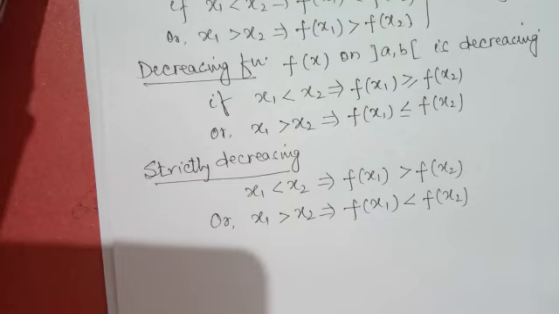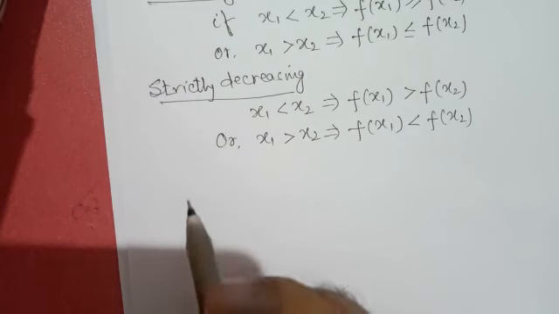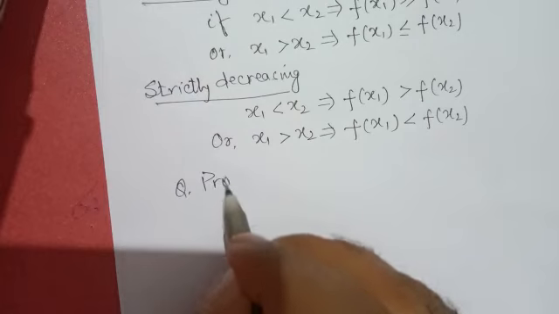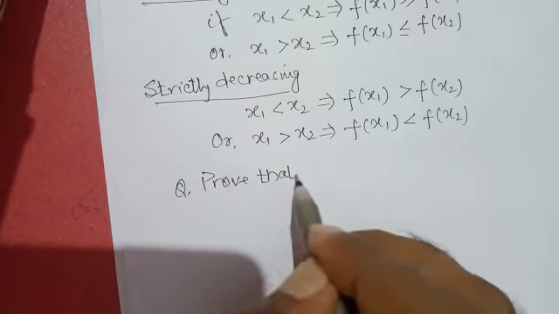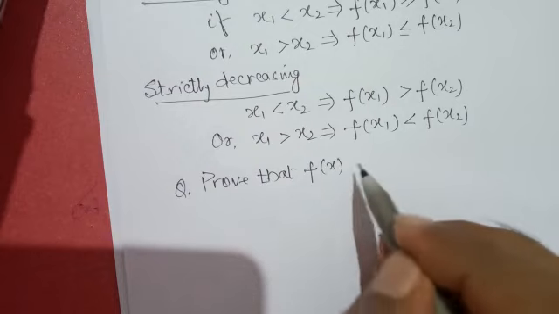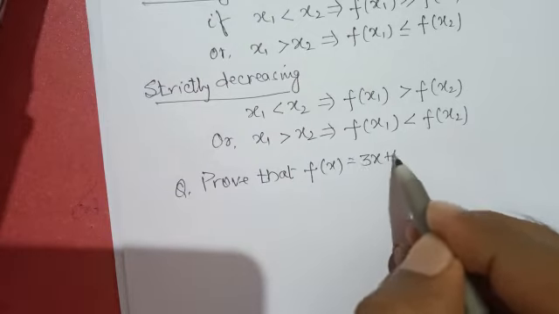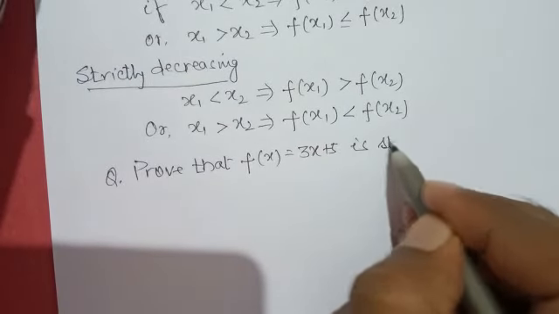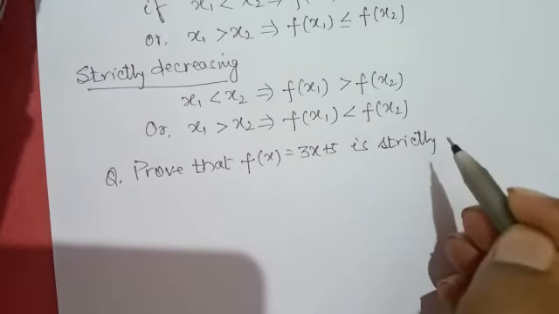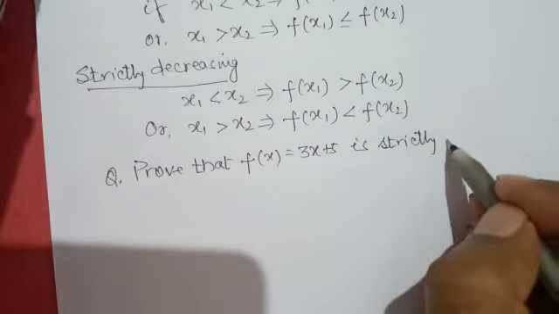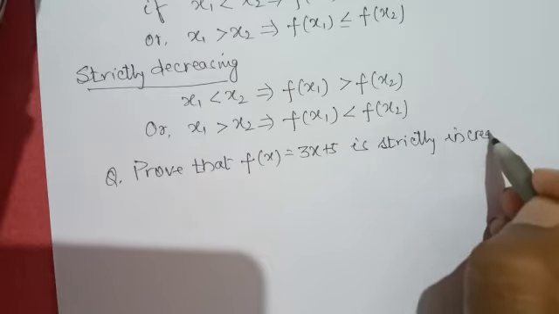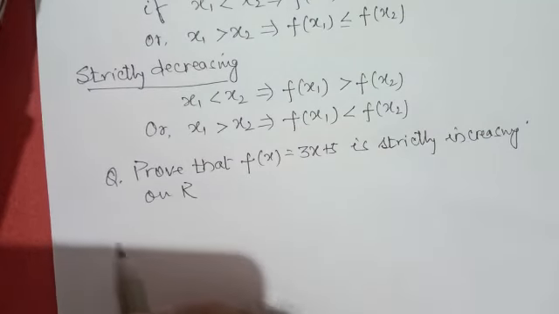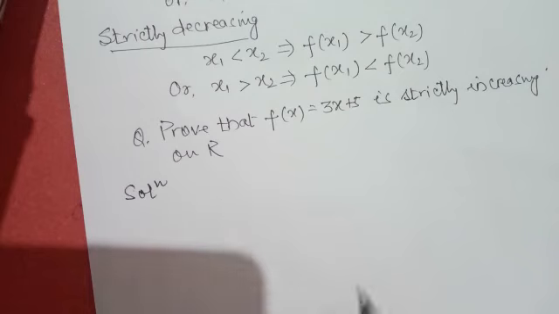Now see the question, a little example. Prove that f(x) equals 3x plus 5 is strictly increasing on R. See how we prove, how we verify.